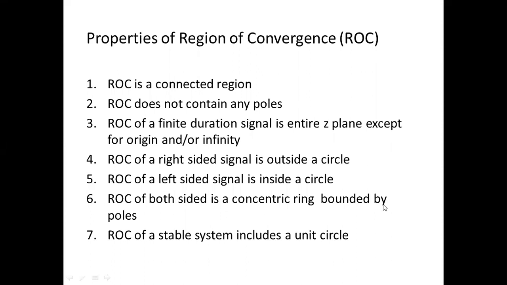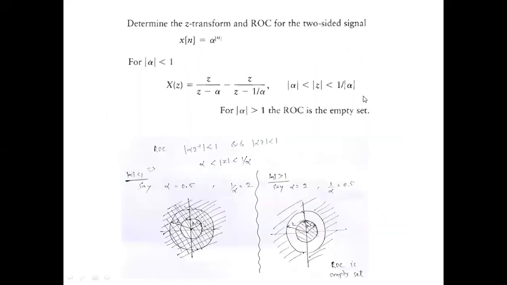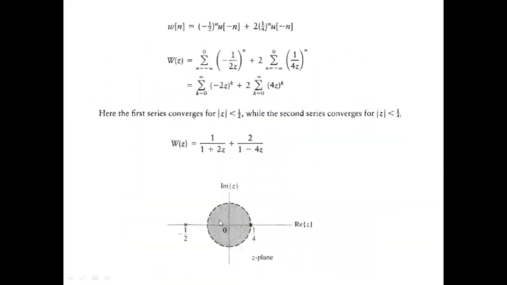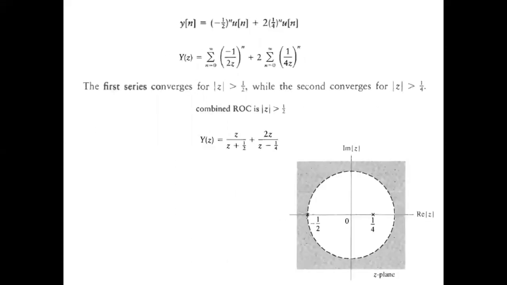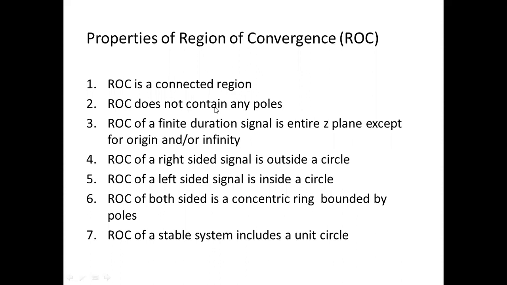You can see there are so many examples you will find. So here is the ROC, and there on the boundary there is a pole. In the previous problem, here you can see the ROC inside, and the pole is there on the boundary, right? The pole is on the boundary of the ROC. Here also you can see this is the ROC, and there is a pole inside this particular circle, but that is not in the ROC, right? So this property I can describe as: ROC does not contain any poles.